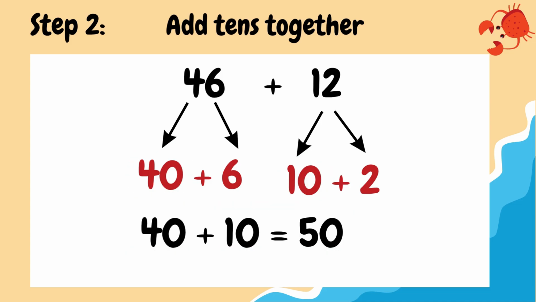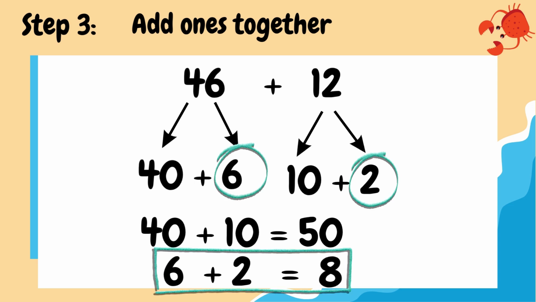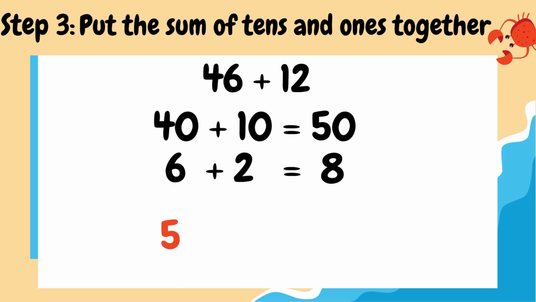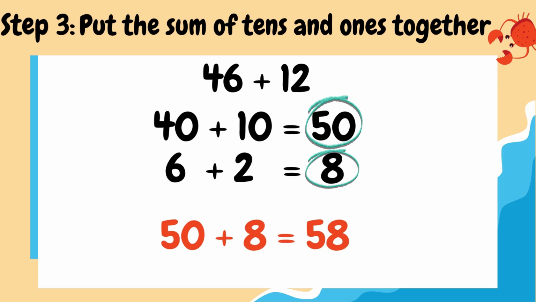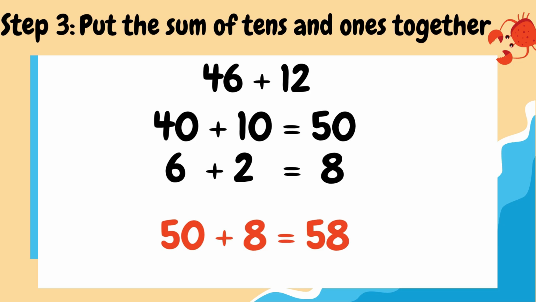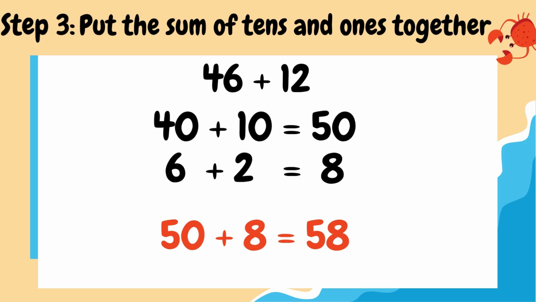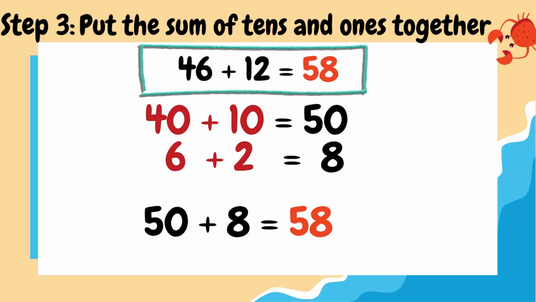Step 3. Add the ones together. 6 plus 2 is equal to 8. Step number 4. Put the sum of tens and ones together. So, the sum of tens is 50 plus the sum of ones is 8. 50 plus 8 is equal to 58. So the final answer is 58. The sum of 46 and 12 is equal to 58.